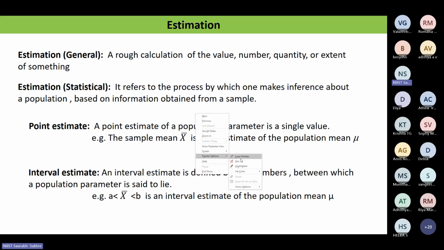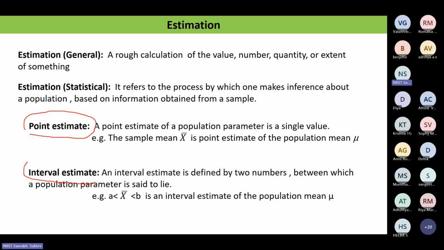Yes, so we will go ahead. Now estimates are of two types, point estimate and interval estimate. Now we will see one by one. What does a point estimate mean? As the name indicates, it is a point, so only one value I'll be showing. A point estimate of a population parameter is a single value. Example, the sample mean bar x is a point estimate of the population mean mu. It means I am only reporting my result in a single value. So it is a point estimate.